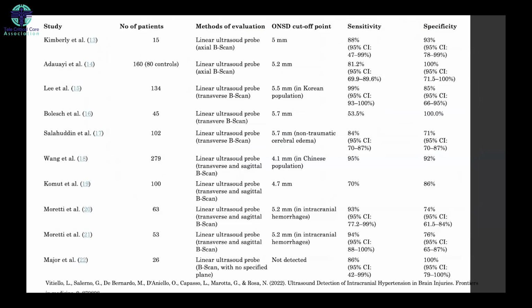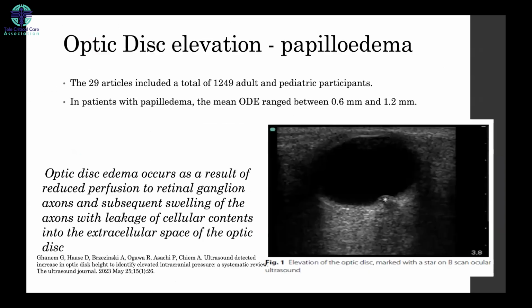So there have been various studies where the ultrasound probe has been used in the B scan, in the transverse plane as well as in the sagittal plane, and they tried to find out which optic nerve sheath diameter cutoff should be used. And after looking at all the studies, we found out that 5 millimeter approximately is the best cutoff, where we can get a sensitivity of 88% and a specificity of nearly 90%.